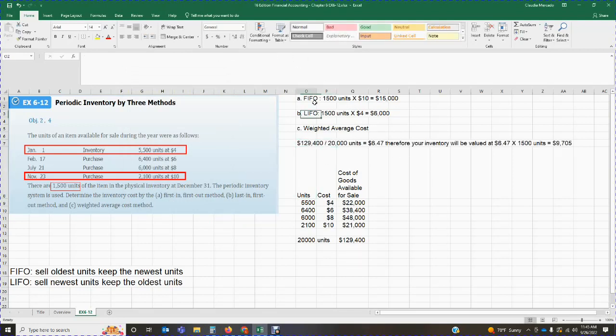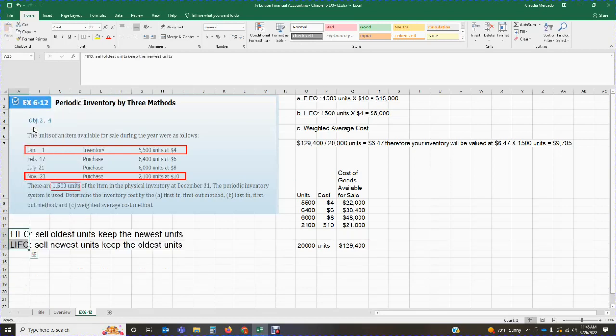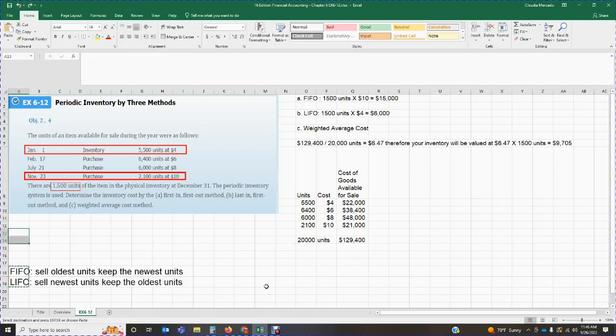So the first one is FIFO. First in, first out. You sell the oldest units. For FIFO, you sell the oldest units and you keep the newest units. So they're asking you, okay, we have 1,500 units. Which ones do we have? We know that if we have FIFO, I'm going to keep the newest units.